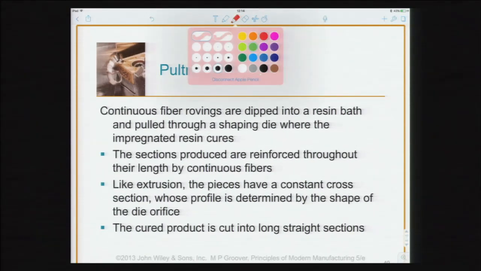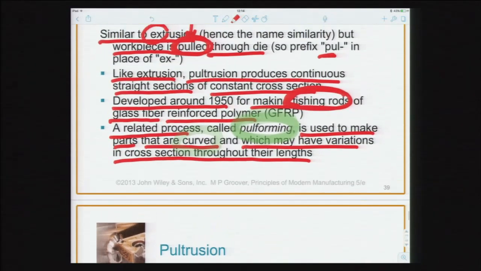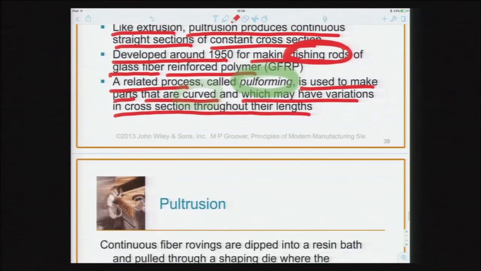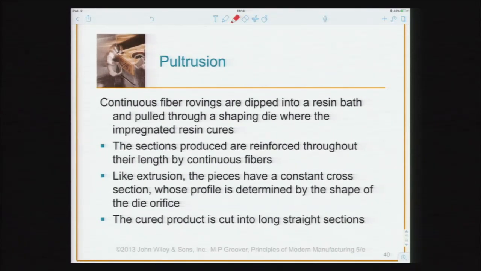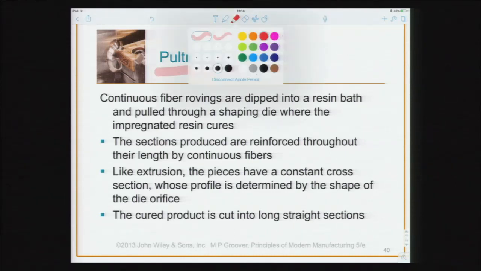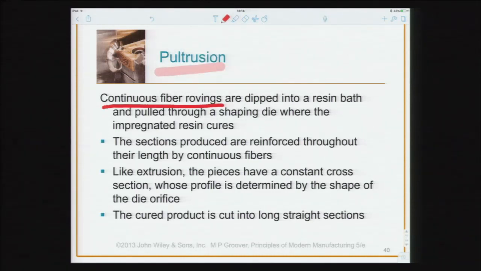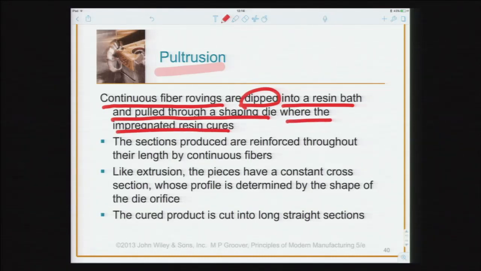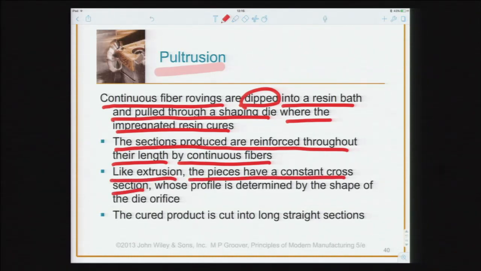Alright, so I believe that you understand the general description of pultrusion. So let's see the details. In pultrusion, continuous fibrous rovings are dipped into a resin bath and pulled through a shaping die where the impregnated resin cures. The sections produced are reinforced throughout their length by continuous fibers. Like extrusion, the pieces have a constant cross-section.